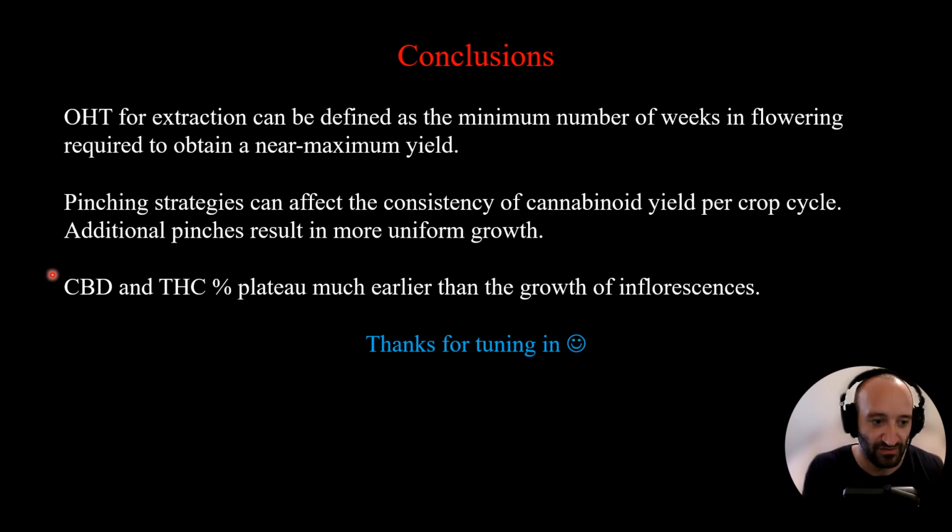And our third point, that CBD and THC percent plateau much earlier than the growth of inflorescences. This was definitely a little surprising, but maybe also to be expected. But seeing that the inflorescences just continued growing even up to week 10 was really interesting, and that it was starting to slow down after week 10. I definitely thought by maybe week 7, week 8 that we really weren't adding any more mass by then. It was just the flowers maturing at that point. But we saw that the flowers will continue to grow, but the CBD and THC percent, and I'm sure many of the other cannabinoids, do begin to decrease.